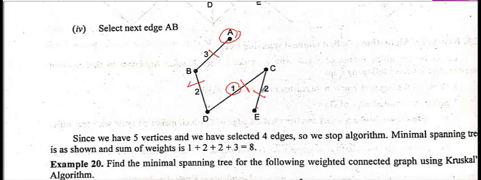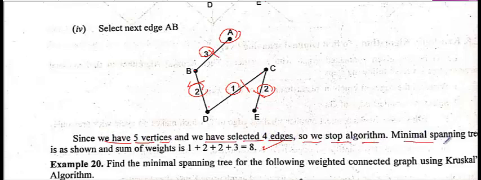So you have visited A, B, C, D, E also. All the vertices we have visited. And how many edges have you selected? 1, 2, 3, 4. And this will be the minimal spanning tree. If you add up all the weights, 1 plus 2 is 3, 3 plus 2 is 5, 5 plus 3 is 8. So we have 5 vertices and we have selected 4 edges, so we stop the algorithm. The minimum spanning tree is shown. The sum of the weights is 8. So this is the right example to discuss how you will find the minimum spanning tree.